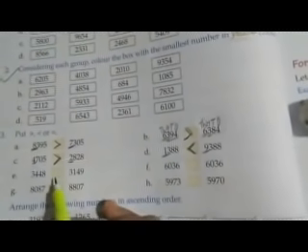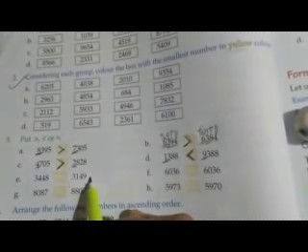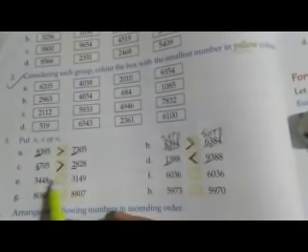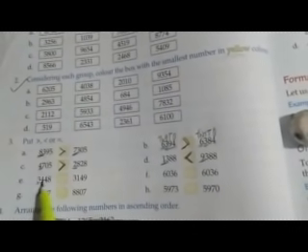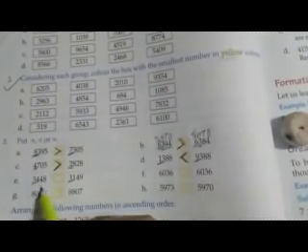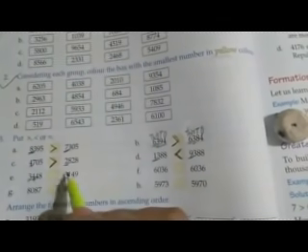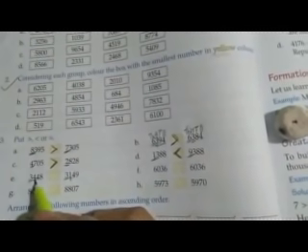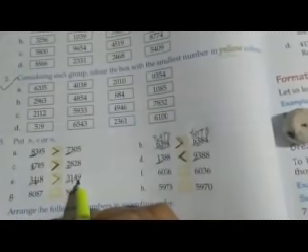Now see the next one, 3448 and 3149. Both are 4-digit numbers. Let us compare the numbers at thousands place. In both the numbers, the number at thousands place is 3. The number is the same. So what will we do? Now we will compare the numbers at hundreds place. Here 4 is at hundreds place and here 1 is at hundreds place. That means 3448 is greater than 3149.